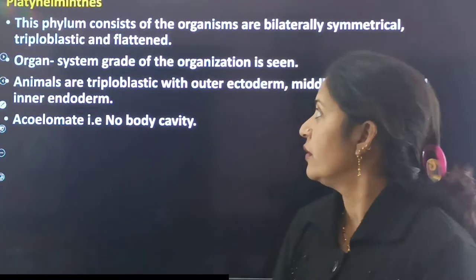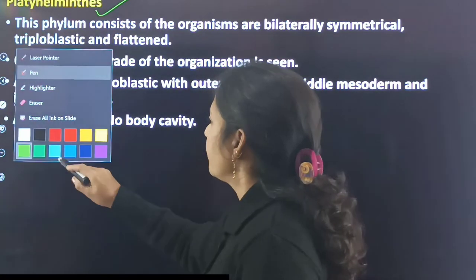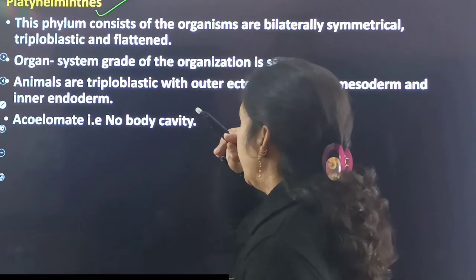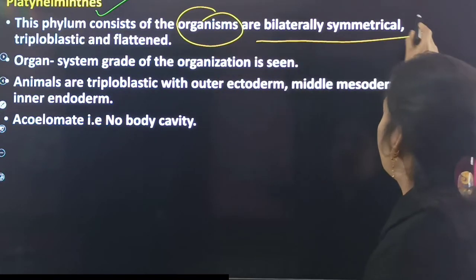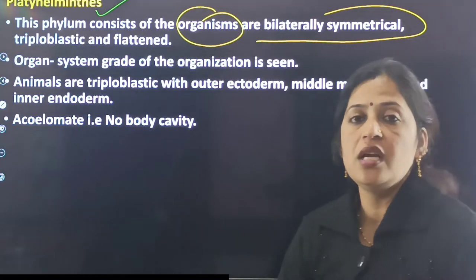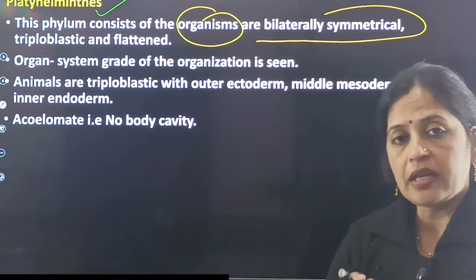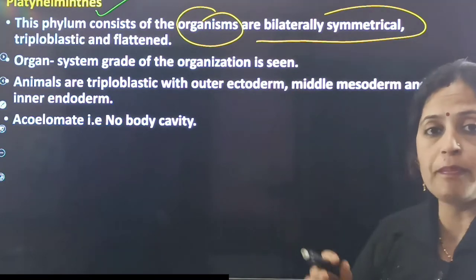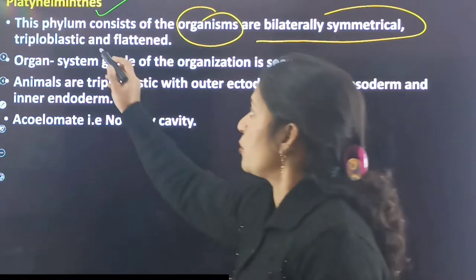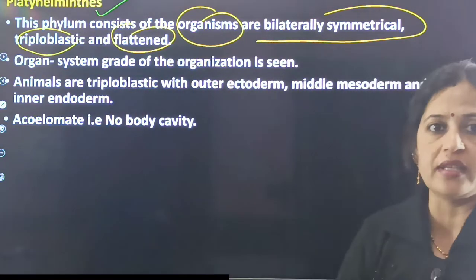Next important phylum is Platyhelminthes. This phylum consists of organisms that are bilaterally symmetrical, triploblastic as well as flattened. Their body is totally flattened.